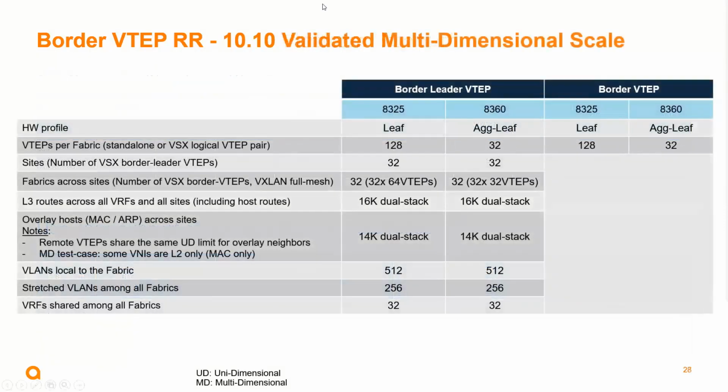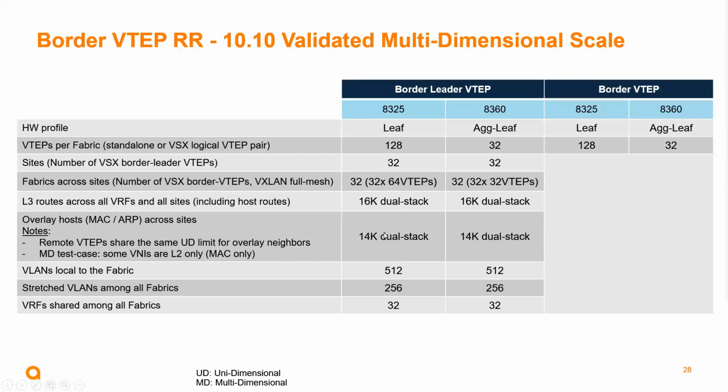Good. So let's see what is the scale update on that one. You see there is a kind of update that has been made as well for 8325, profiles leaf, VTEP per fabric 128. So this is quite a nice scale upgrade as well. The number of fabrics, the number of routes across all the VTEPs, across all sites, the number of overlay MAC and ARP as well with dual stack, right?